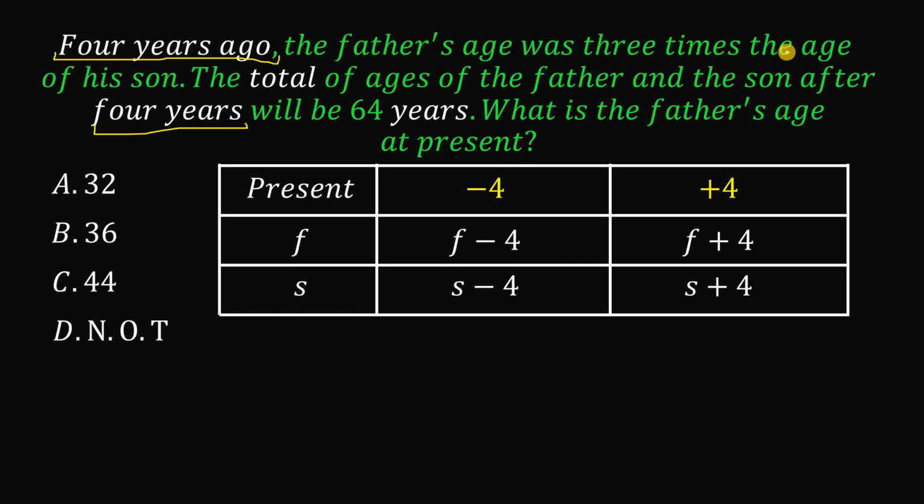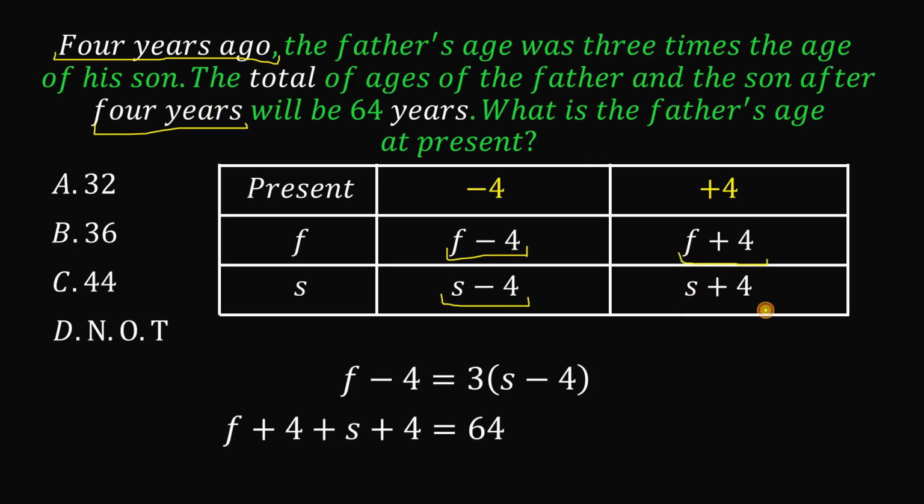4 years ago, the father's age was 3 times the age of his son. So it follows that F minus 4 equals 3 times S minus 4. Then the total ages of the father and the son after 4 years will be 64. So if we add F plus 4 to S plus 4, this is just equal to 64. Now, using these two equations, we can also solve for the value of F and S. So first, what we're going to do is to add 4 on both sides, and then combine like terms in this equation. 4 plus 4 is 8.